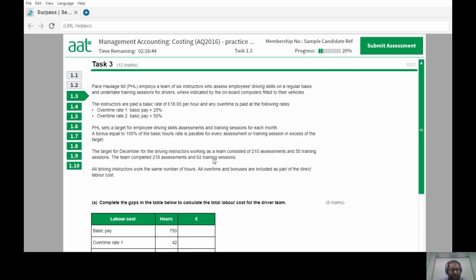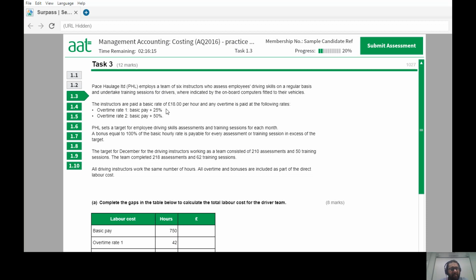This is not to do with premiums. This is going to be overtime rate, so therefore it's going to be a bit simpler than the premium. If you look at that here, Pace Haulage Limited employs a team of 6 instructors who assess drivers' driving skills on a regular basis and undertake training sessions for drivers. They were indicated by the onboard computers fitted on their vehicles, tachographs, whatever they call it.